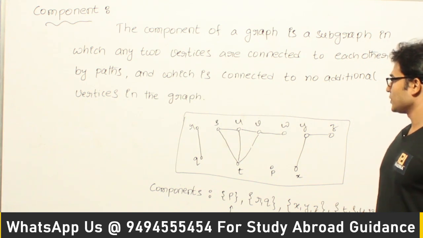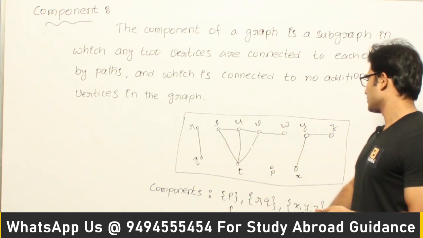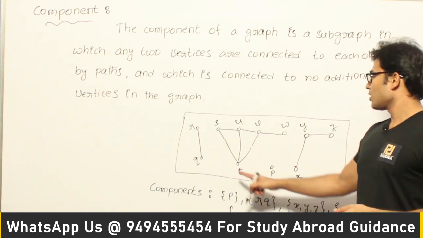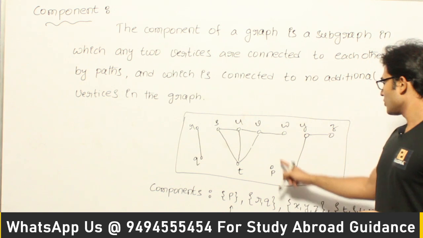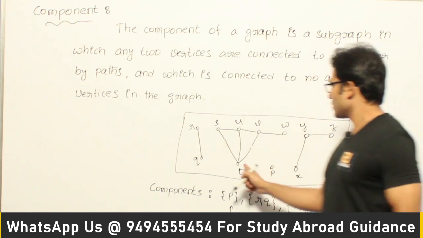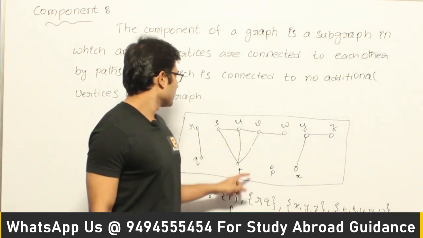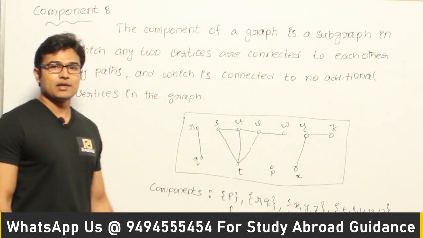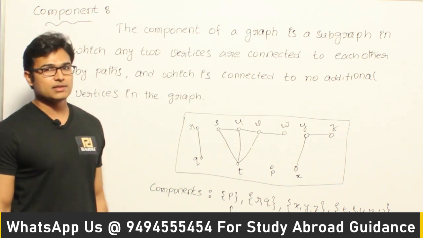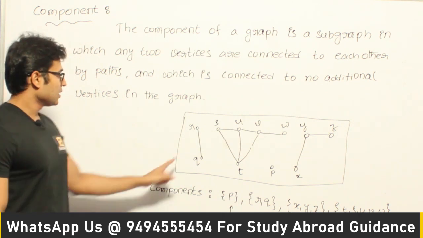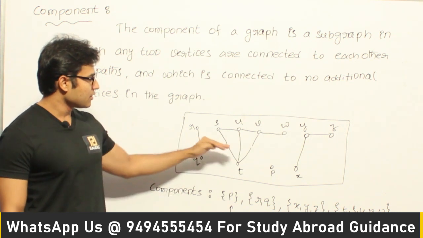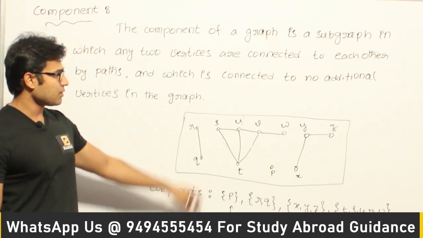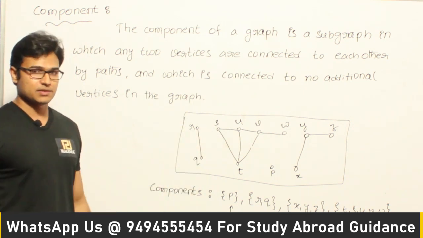Now let's name these components. One component contains the isolated vertex P, right? Another component contains RQ, another component contains XYZ, and the other component contains TSUVW, right? Now we got these four components. Now all these four components are pairwise disjoint. Pairwise disjoint means no two components have any path connecting them. Got it? So that is why we are calling them components. Components means individual parts, right?